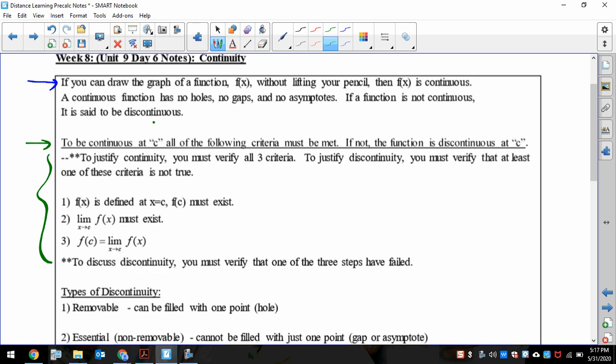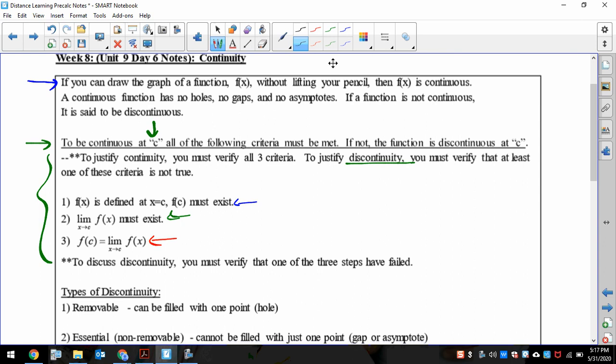It says to be continuous at a value c, this is an x value, all of the following criteria must be met. If not, the function is said to be discontinuous at c. You must show each of the 3 criteria to justify discontinuity. To show a discontinuity, you have to show that one of these 3 is false. I'm going to highlight them: blue, green, and red. There are 3 conditions. Let's look at them one at a time.